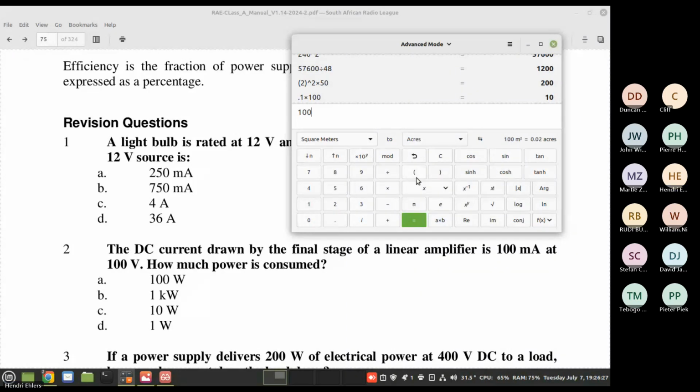Or we can say 100 to the minus 3 times 100 gives me 10 watts. So my answer there would be C. Does everybody agree with me? Correct. Thank you very much.